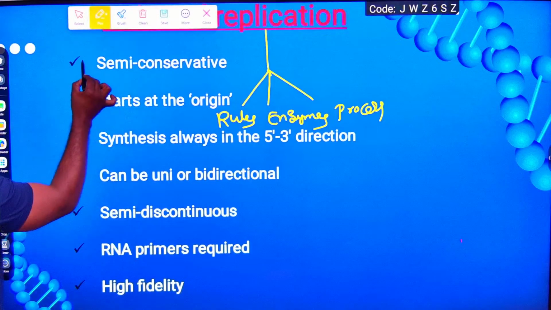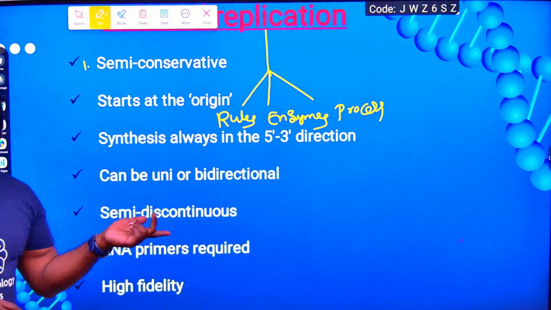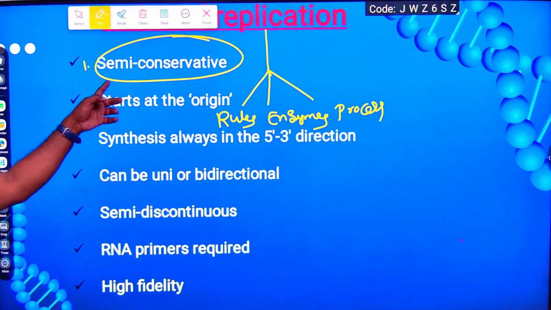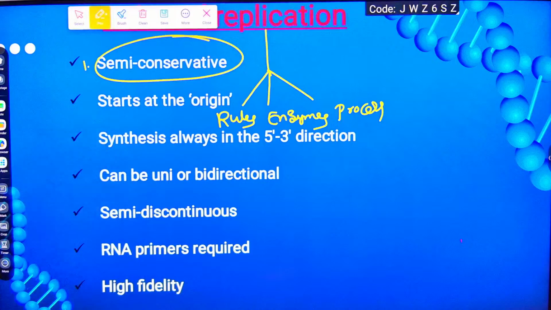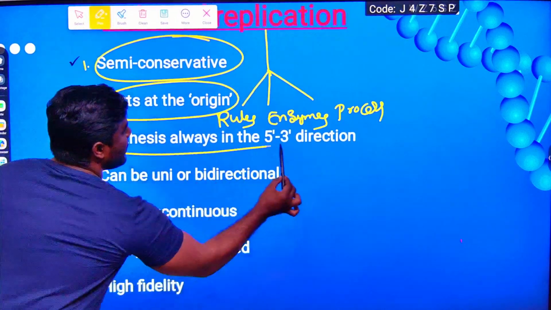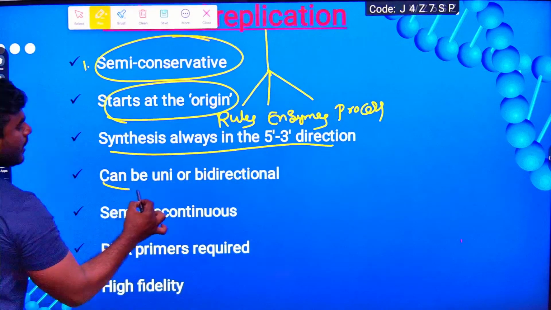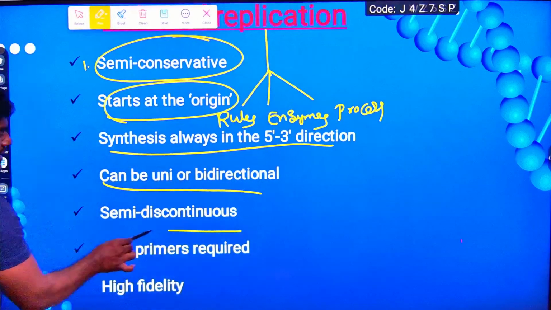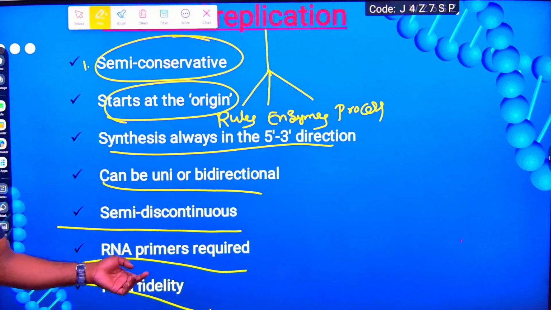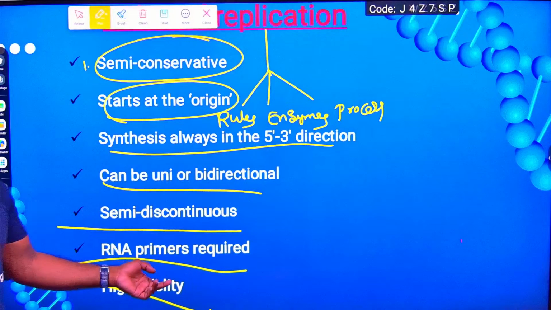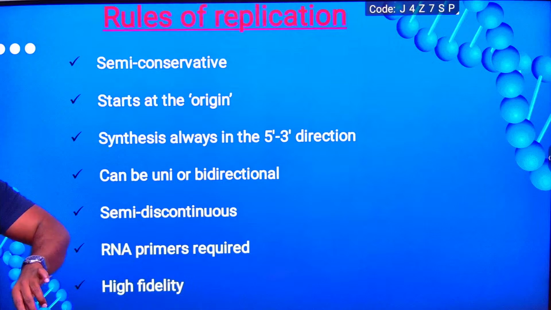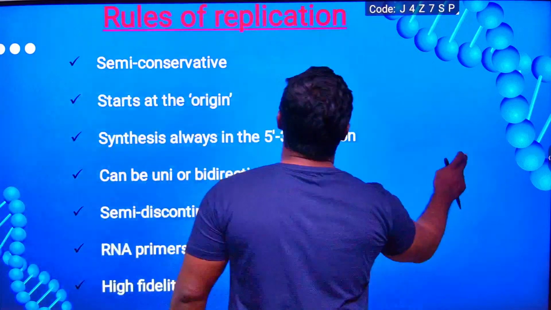Number one, we will discuss it, semi-conservative. If you get an experiment-based question, this is the area where you get the experiment-based questions. We'll read it very elaborately. Then next, it starts at the origin. I'll explain everything. The synthesis is always in the 5' to 3' direction, can be uni- or bidirectional, semi-discontinuous, requirement of primers, high fidelity. Fidelity is always talking about accuracy, how accurately DNA replication is happening. Now let's discuss the rules one by one very elaborately.